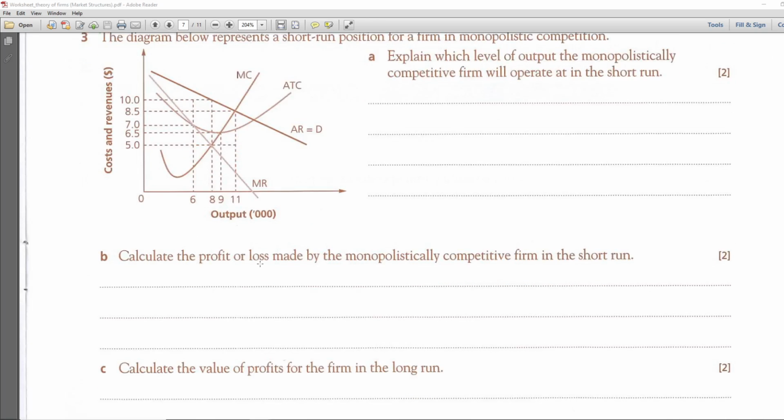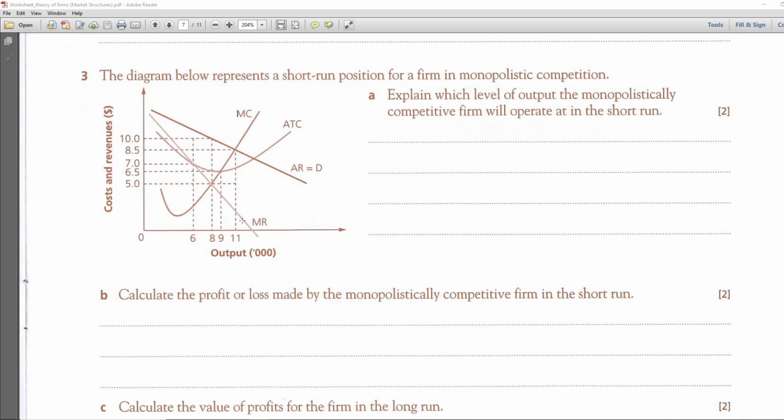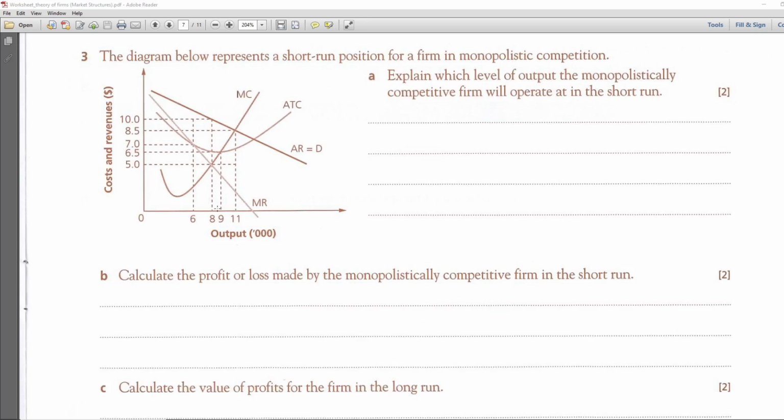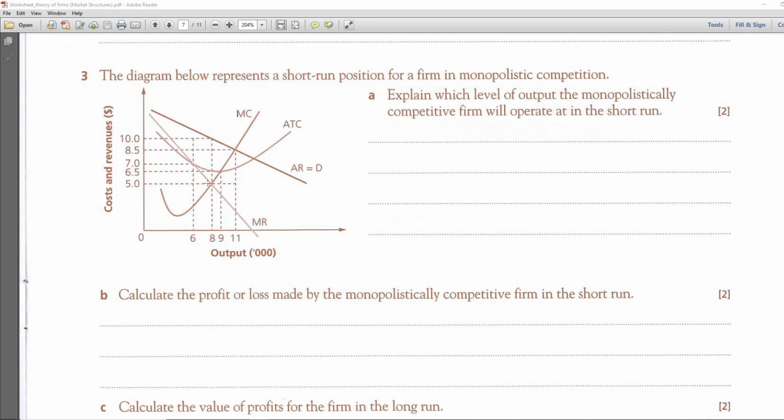What about question B? Once again, to calculate the profit or loss, what is the number? $28,000. Can you give me the working as well, Cheryl? Okay, yeah, there should be a bracket. Here I believe you have your total revenue, which is $10 times 8,000, and then you have your total cost, which is 6.5 times 8,000.